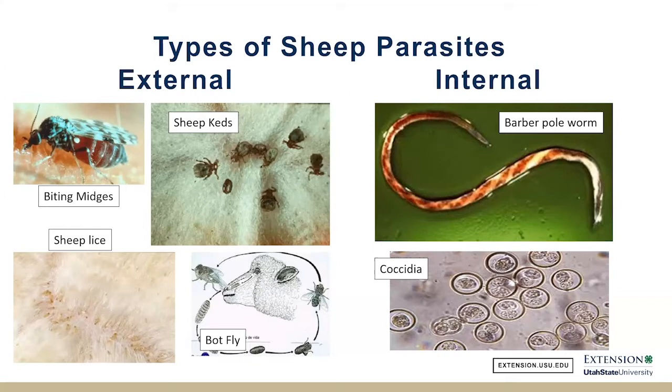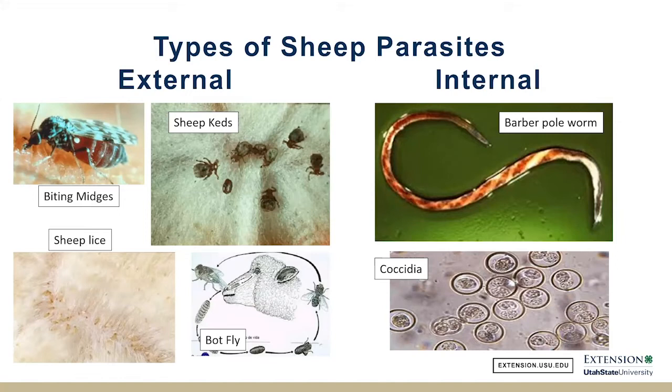One is the external sheep parasites. These include things like sheep keds, biting midges that spread certain diseases like blue tongue, sheep lice, or bot flies that lay larvae up in the nasal cavity of sheep. Each one has its own specificity for what type of animal they like, and their life cycles are vastly different.